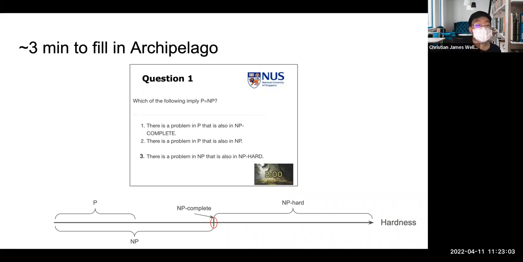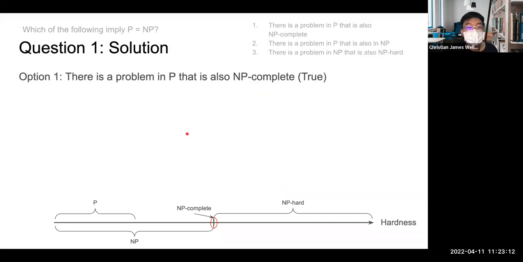Okay, so let's resume. So these statements, which of the following imply P equals NP? Most of you got it right with a couple of mistakes here and there. That's fine. So the first option is true. There's a problem in P that is also NP-complete. But intuitively, how do you get to this answer?